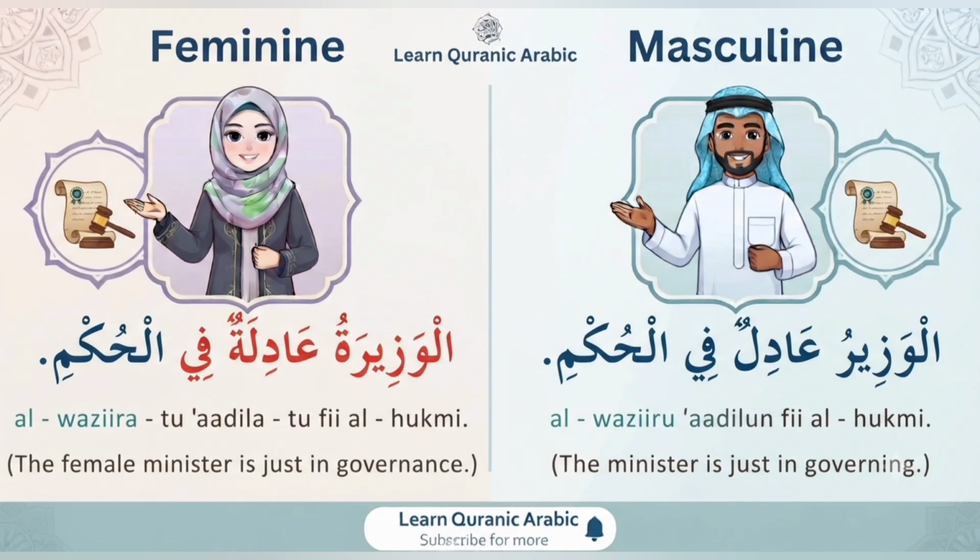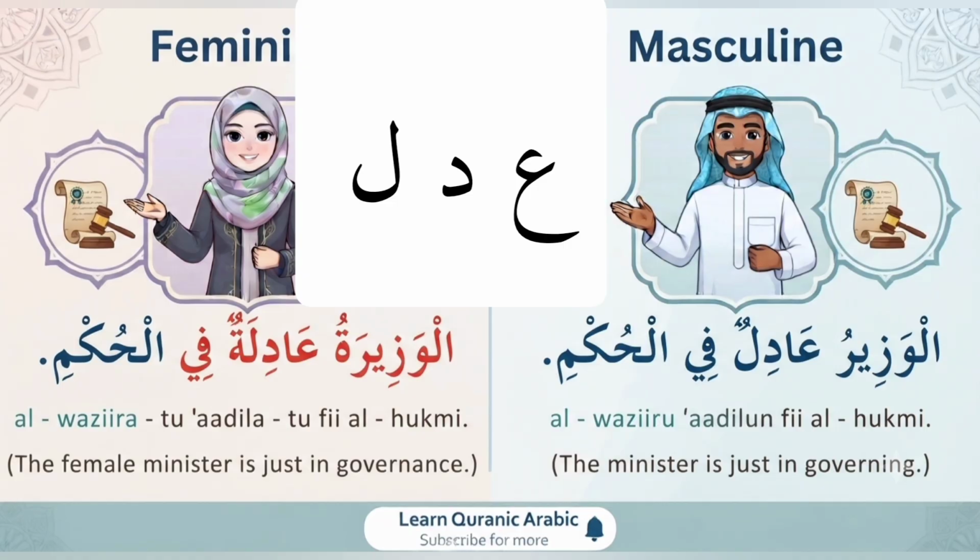الوزير عادل في الحكم. The male minister is just in governing. الوزيرة عادلة في الحكم. The female minister is just in governing. عادل is present participle made on the pattern فاعل from the root عين دال لام.